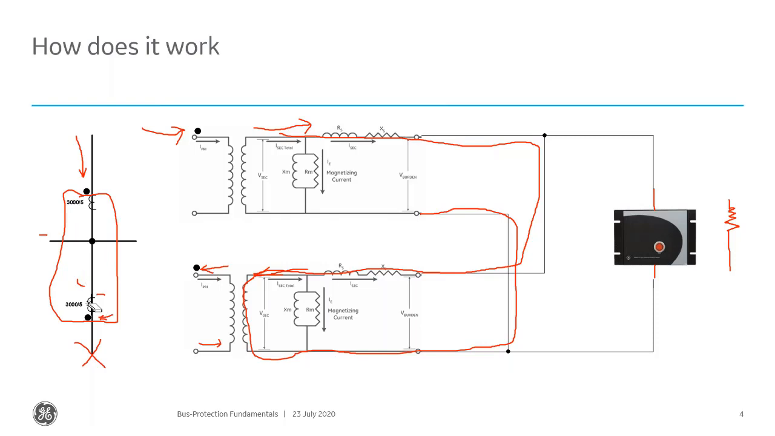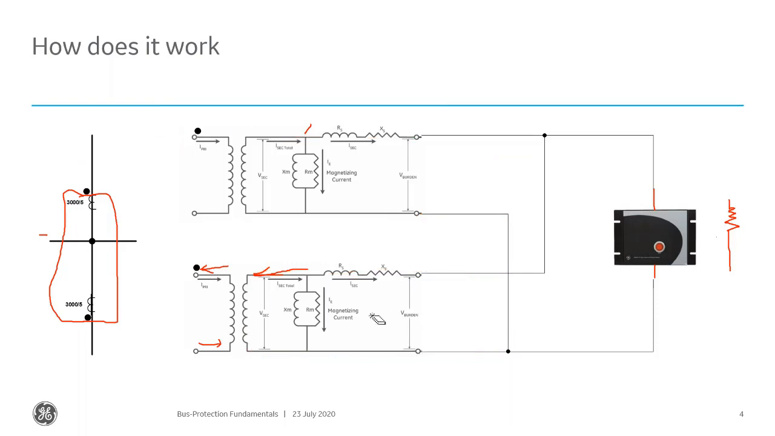So let's change our minds now and let's change our fault location. Let me get rid of all my drawings here, all my scratch marks. All right. Okay, so let's take a different scenario now. Let's say, what happens if we have an internal fault?